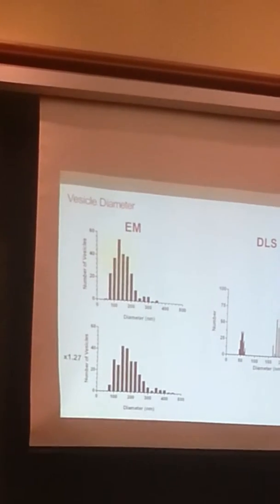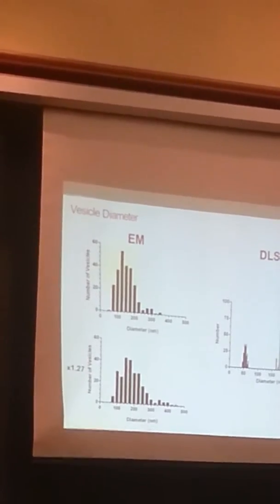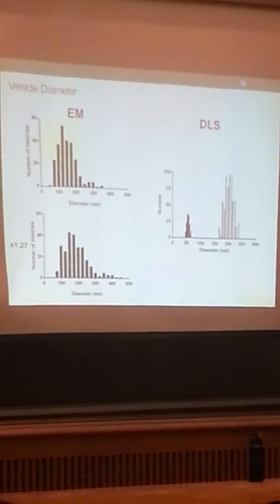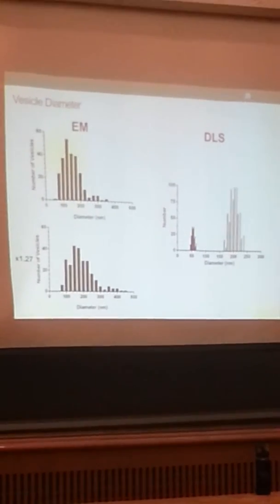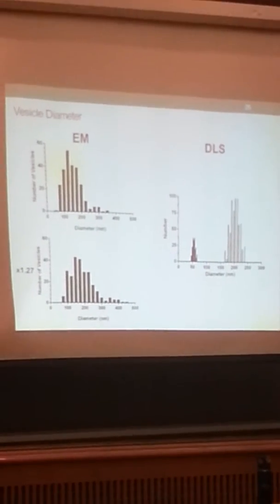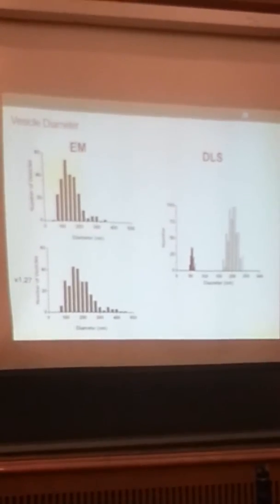But as you notice, the average is still somewhat lower, maybe 150 in the EM, compared to the dynamic light scattering, which is centered around 200. This can also be explained by the EM underestimating size, because it goes through many stages of dehydration and that sort of thing. You tend to have a smaller size in your images than what it actually is.